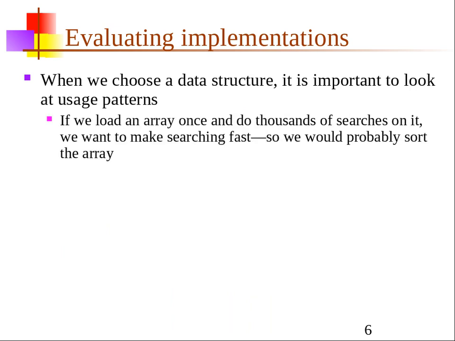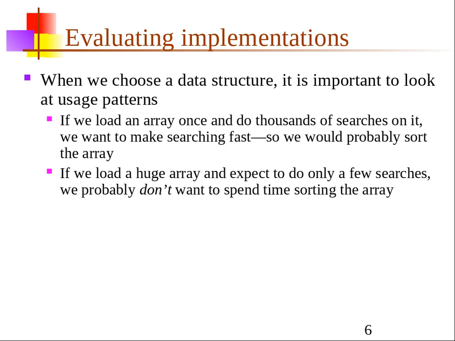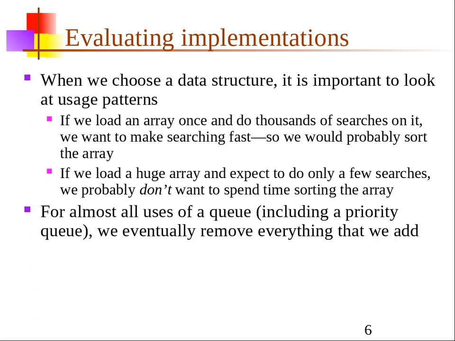So we're going to choose a data structure. It's good to look at patterns. If we load an array once and do 1,000 searches on it, we'd want the search to be fast, so we'd probably sort the array. If we load a huge array and only do a few searches, we probably don't want to spend time sorting it. For almost all uses of a queue, including a priority queue, we eventually remove everything we add.